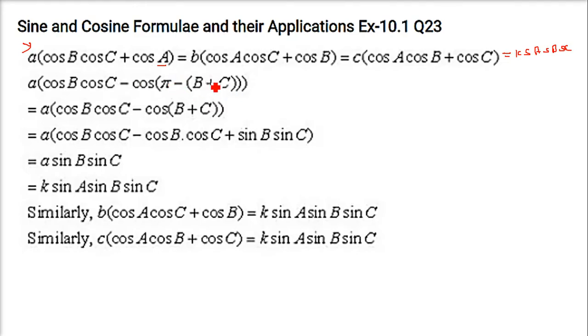So cos 180 minus theta, that is cos pi minus theta, is nothing but minus cos theta. Actually it was plus, so now this is going to be minus. So it will be simply minus cos B plus C. Now cos B plus C, open the formula. It will be cos B cos C minus sin B sin C. But when we open the sign, this minus will be minus, this will be plus. Now this gets cancelled. It will be A sin B sin C. In place of A, you can write K sin A. So this will be K sin A sin B sin C. Similarly, this can be done.